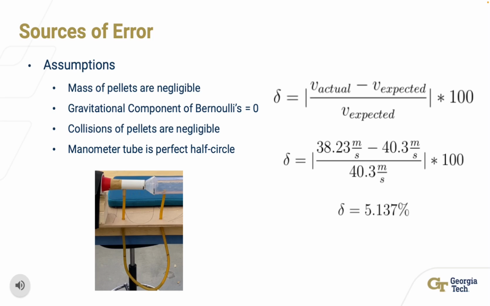With the actual velocity inside the tube being 38.23 meters per second, there are some clear sources of error that can be attributed to the difference. The assumptions listed are contributors to the difference in values.